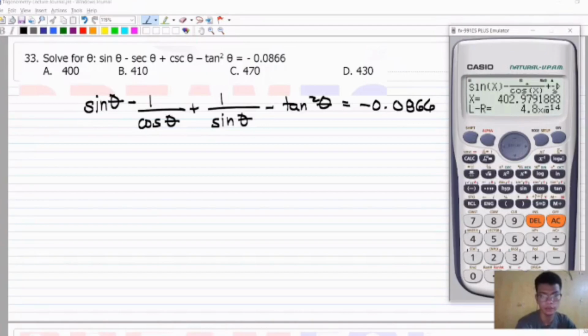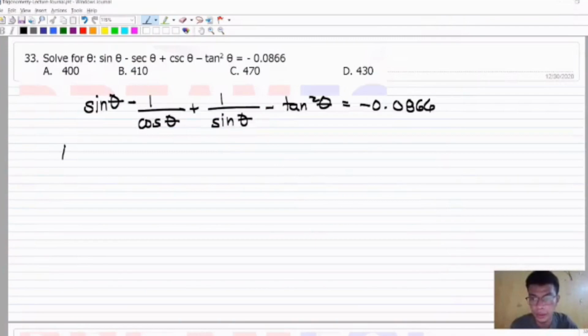402 pa rin ang answer. Shift solve, 470. Nagiging 475, so lumalayo. Siyempre, dapat aware tayo na kapag trigonometric function ang sinosolve natin, maraming values ang ilalabas. So, hindi natin pwedeng piliin si 470 na malapit kay 475 at hindi rin natin pwedeng piliin si 400 na malapit kay 402. Dito papasok ang ating troubleshoot.